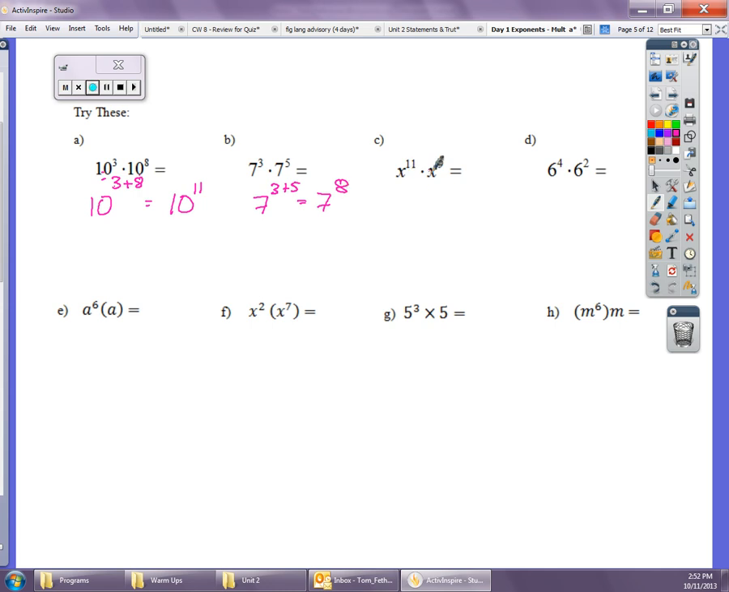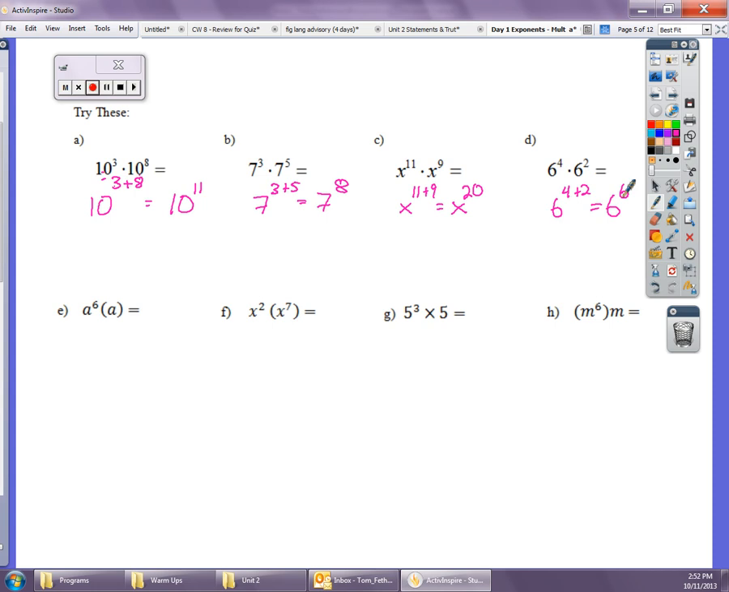x to the 11th, x to the 9th, they have the same base. So we do 11 plus 9, x to the 20th. 6 to the 4th and 6 to the 2nd, they have the same base. So we have 6 to the 4 plus 2, which is 6 to the 6th.